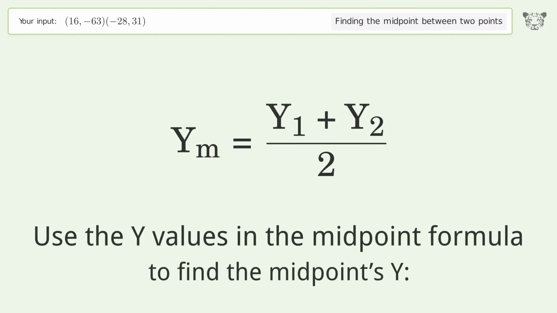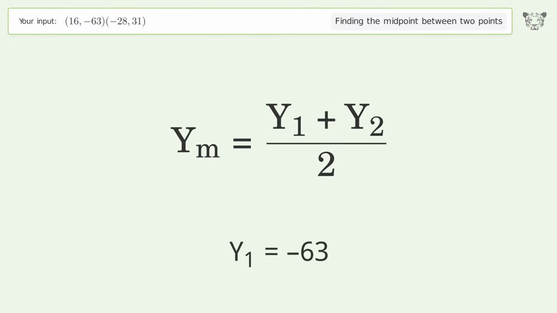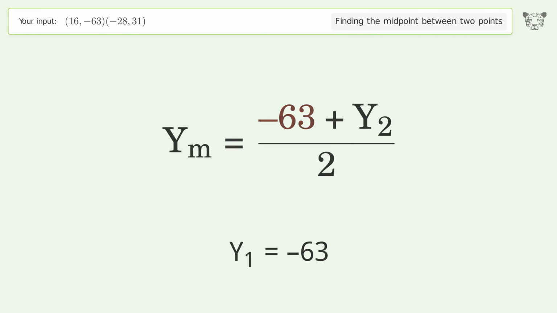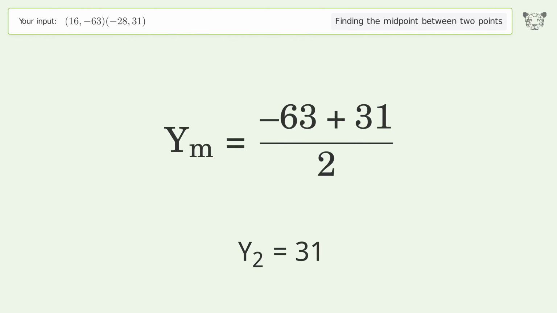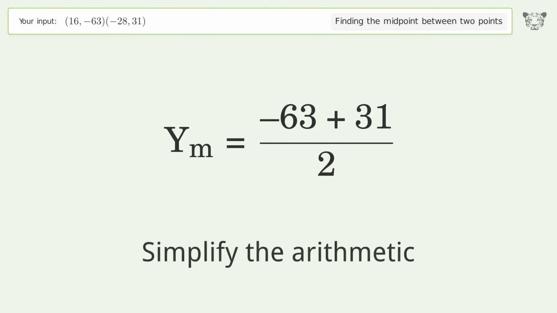Use the y values in the midpoint formula to find the midpoint's y. y1 equals -63. y2 equals 31. Simplify the arithmetic.